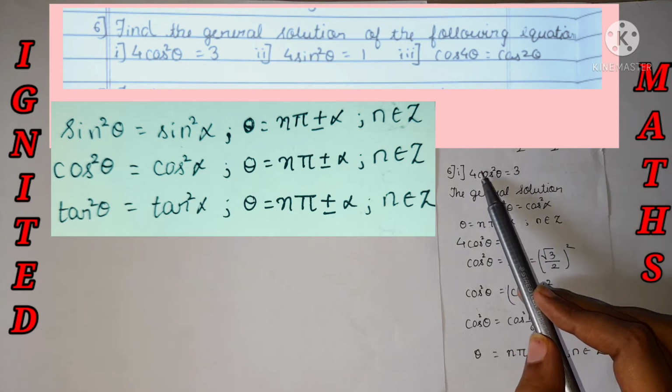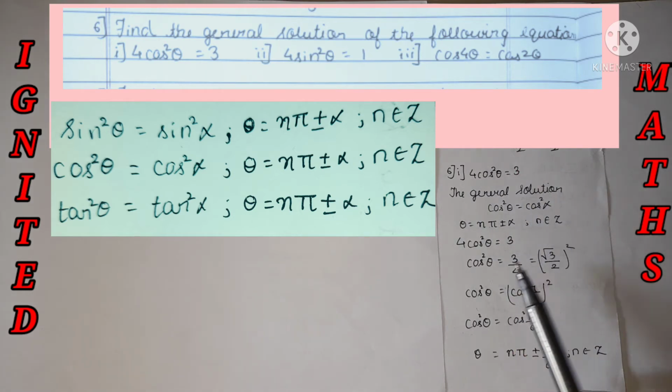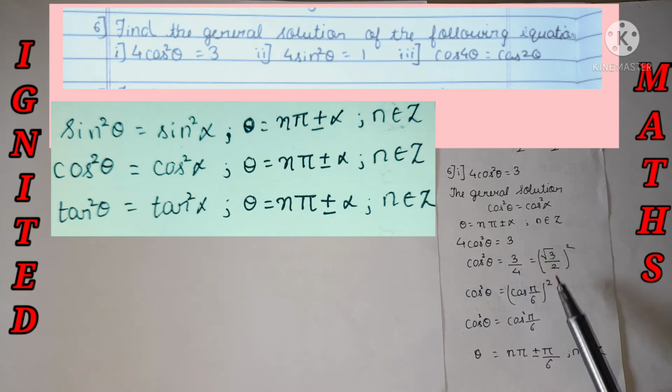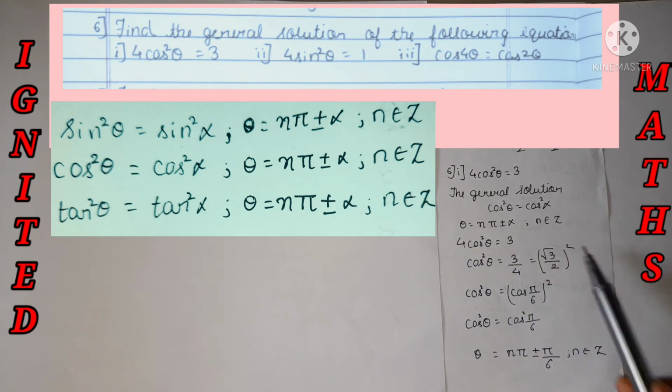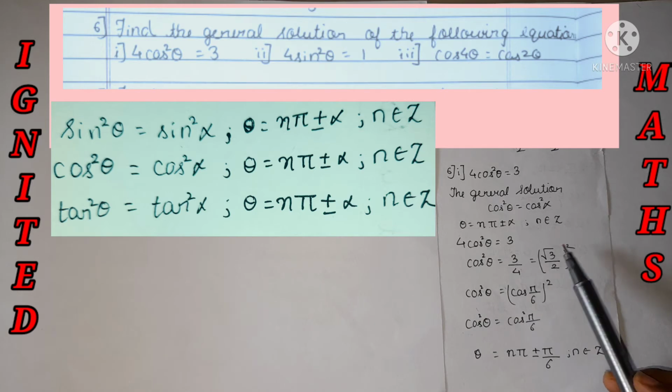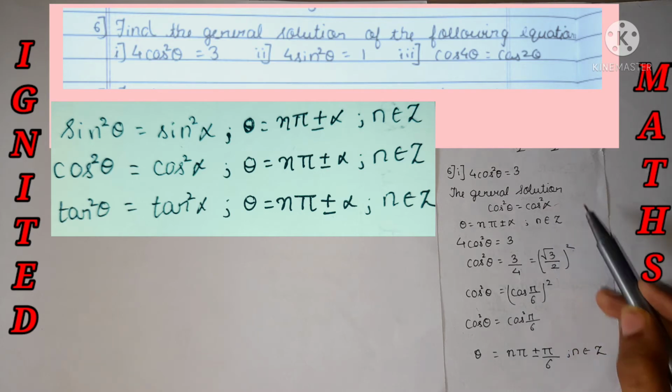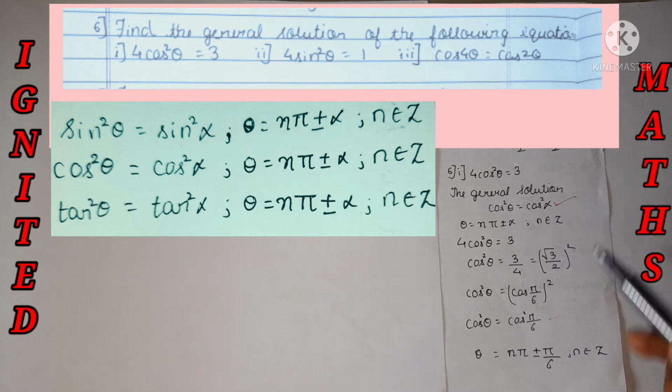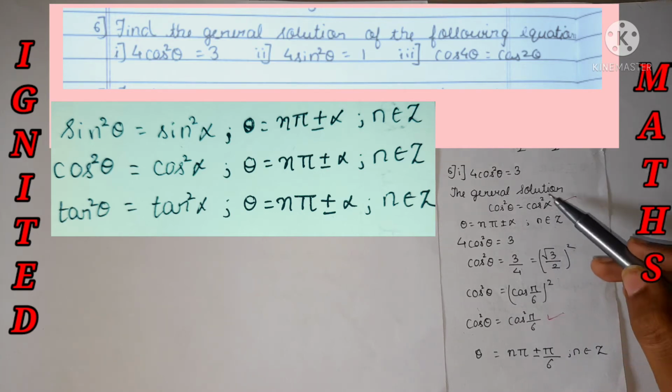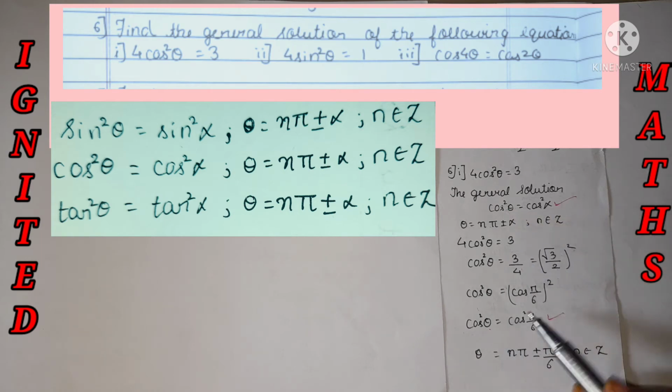So over here 4 cos square theta is equal to 3, so cos square theta is equal to 3 by 4 if I take the 4 over here, and it's nothing but root 3 by 2 the square. So cos square theta is nothing but cos square pi by 6. Now it is in the form of cos square theta equals cos square alpha. The same thing, it's repeated. So just replace theta over here, and alpha is nothing but pi by 6, and we got the answer.